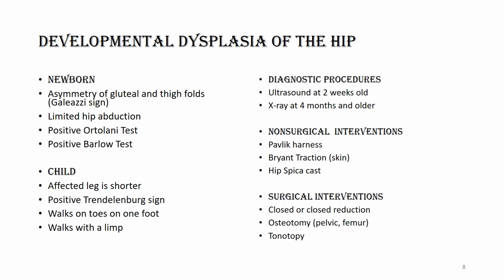So for the newborn, we'll see asymmetry of their gluteal and thigh folds. So the first thing we will do is lay them prone and look at the back, at their gluteal fold, and see if one is higher than the other. Turn the child over and put them supine. Pull their knees up to their chest and look at their knees. Generally speaking, one knee will be higher than the other if the child has hip dysplasia, and that's called the Galeazzi sign.